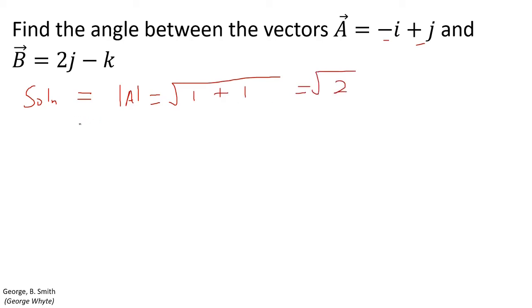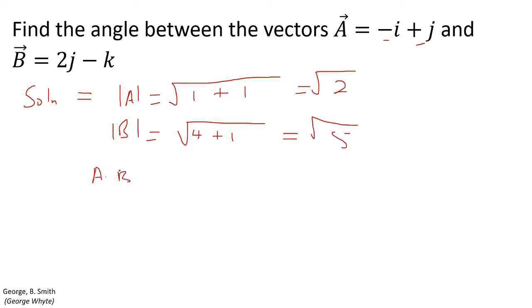Right? Then the magnitude of B also. For me to find the magnitude of B, I have the square root of 2 square, which is 4, and minus 1 square, which is 1. And this is going to give us the square root of 5. Right? Now we need to find A dot B.